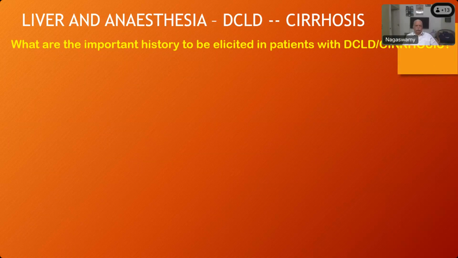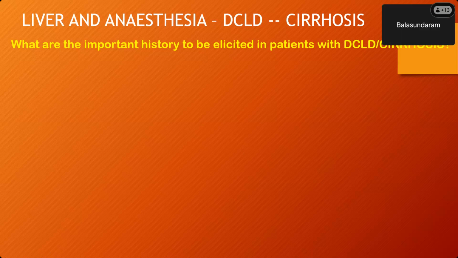So the first question for that is, what are the important history to be elicited from the patient who is suffering from either DCLD or cirrhosis of the liver? Because if you are given a patient, you are going to ask the patient, what is your complaint, why have you come to hospital, what are all your problems?